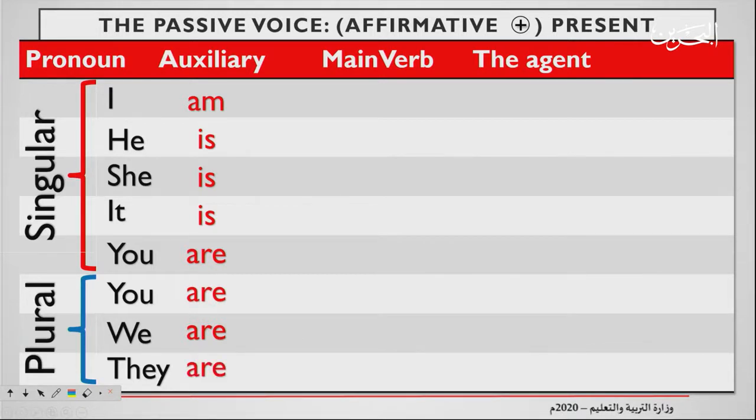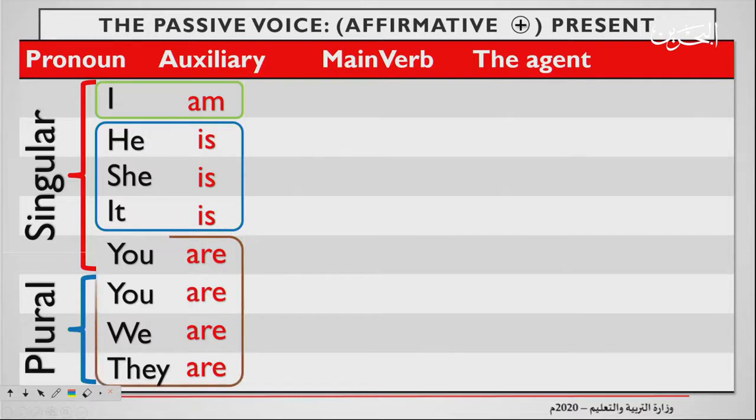Then, we have to understand that they come in categories. So the first one is I am, just for you to remember. He, she, it always come with is. So you can remember this second category. Then you, we, they come with are. So I have 1, 2, 3.